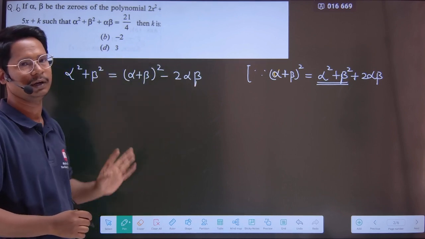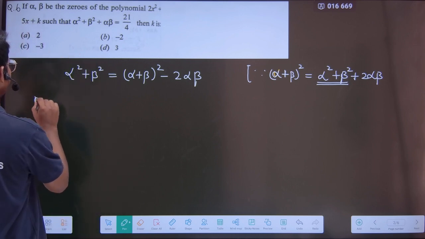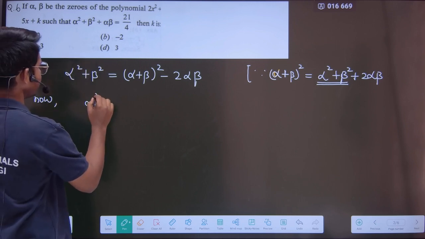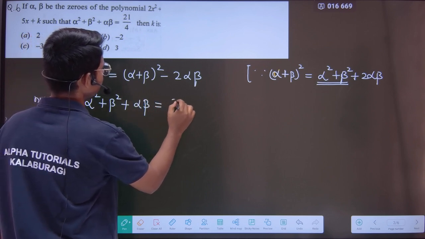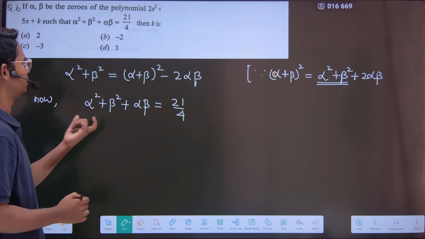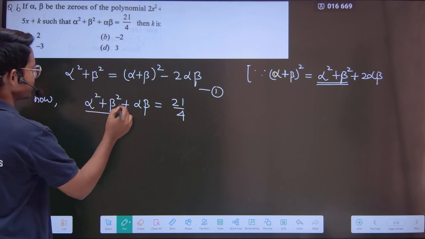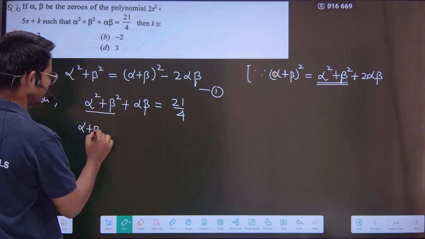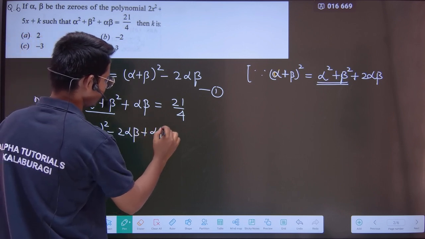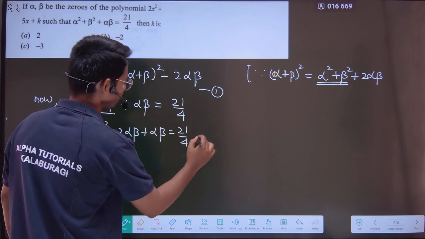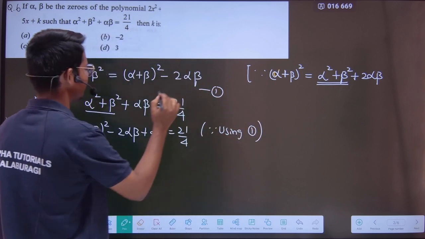This thing I can find. Now we will use what is given. So alpha square plus beta square plus alpha beta equal to 21 by 4. This one I'll call equation 1, so equation 1 we will use here. In this place I write alpha plus beta whole square minus 2 alpha beta plus this alpha beta as it is, which is equal to 21 by 4. We have used 1 here.